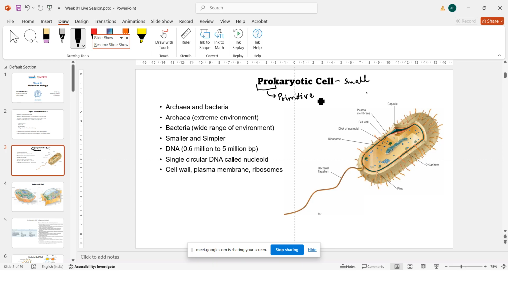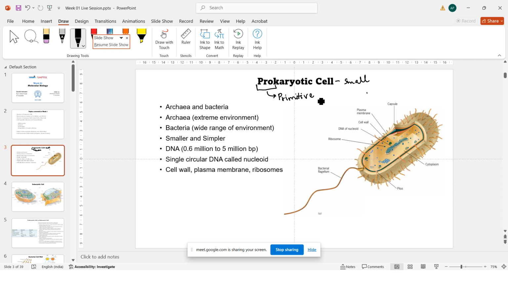They are small in size, and they have a very simple structure. If we talk about the two members of this class, one is the archaebacteria and another is the eubacteria. Archaebacteria can live in extreme environments, while bacteria can live in a wide range of environments, right? So they have a simple and small structure.